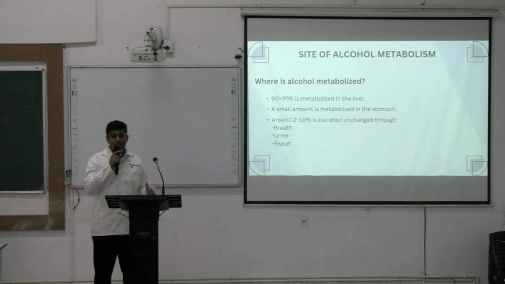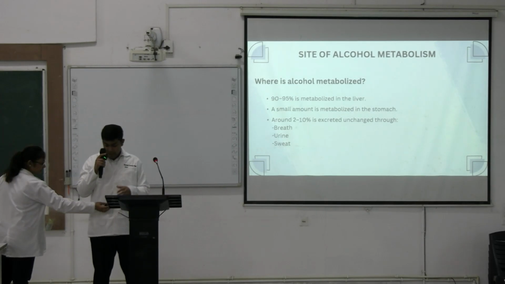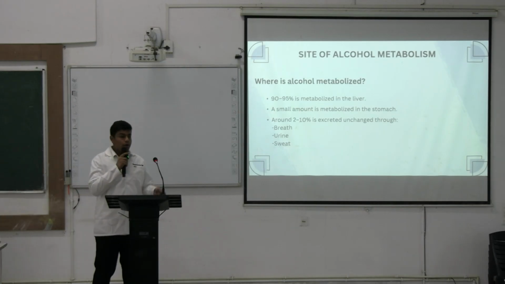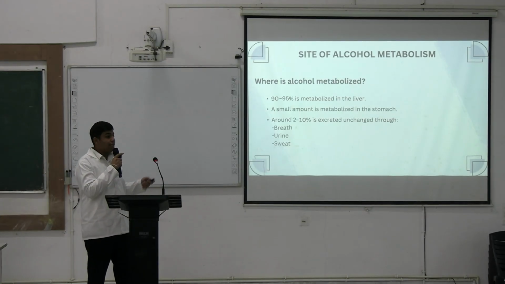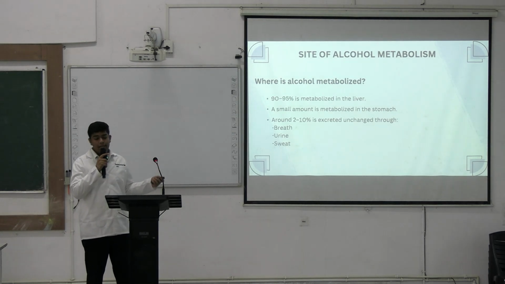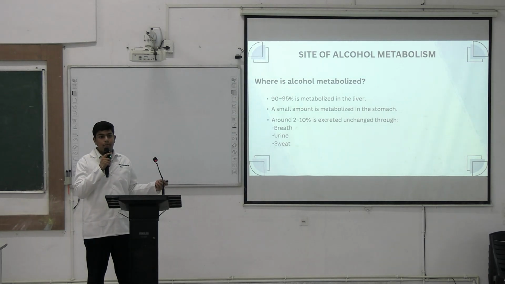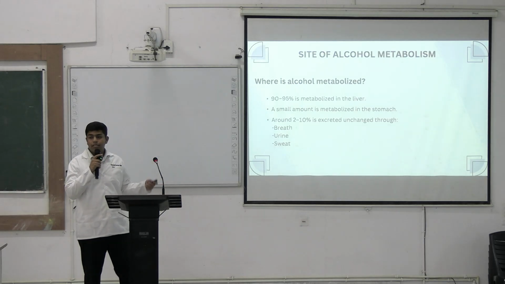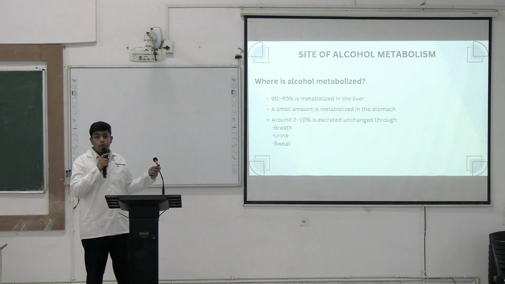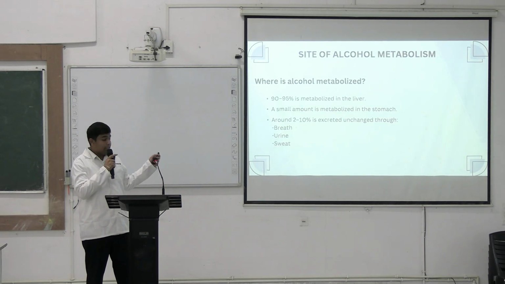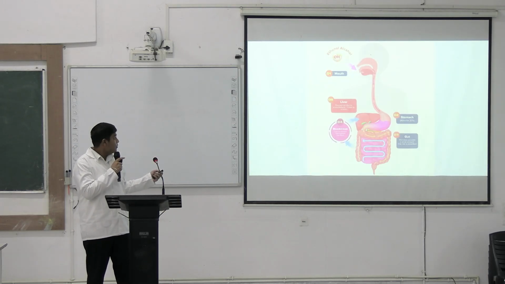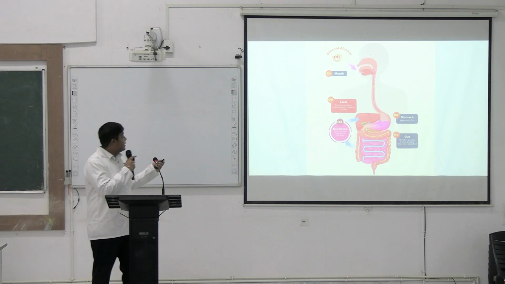Good afternoon, everyone. Before entering into the pathway, there is one very important question which we should know about. That is, where is alcohol metabolized? Alcohol, mainly 90 to 95%, is metabolized in the liver. Another small amount is metabolized in the small intestine, and around 2 to 10% is excreted unchanged through breath, urine and sweat.